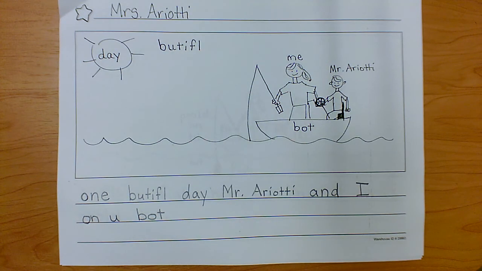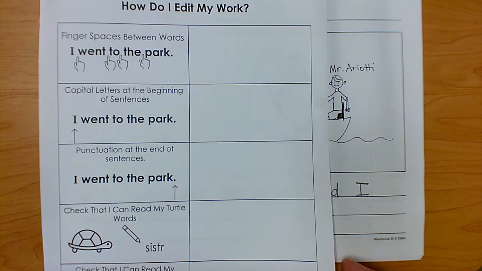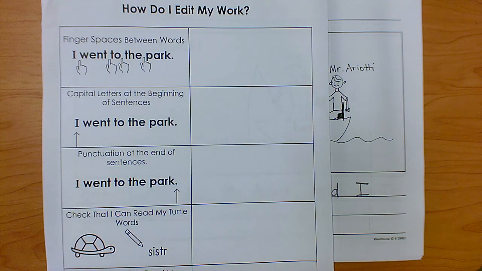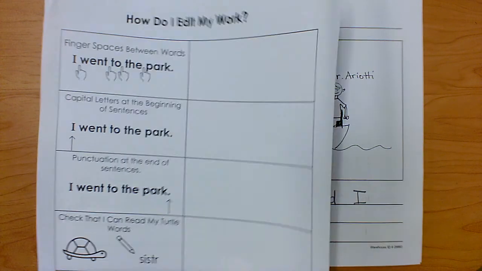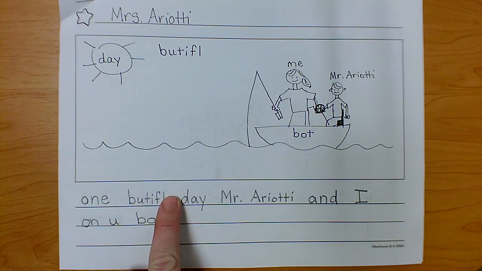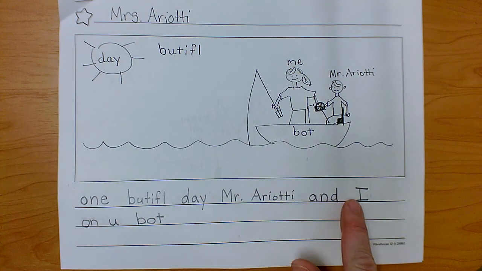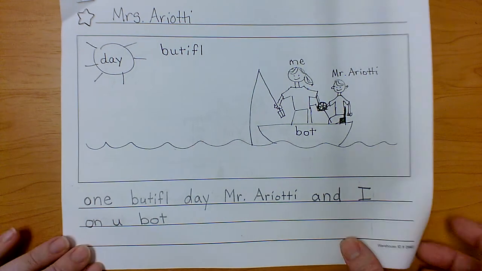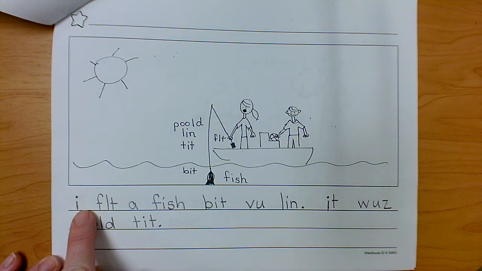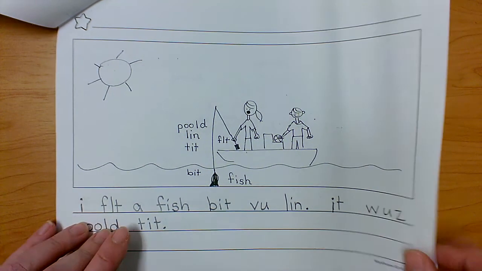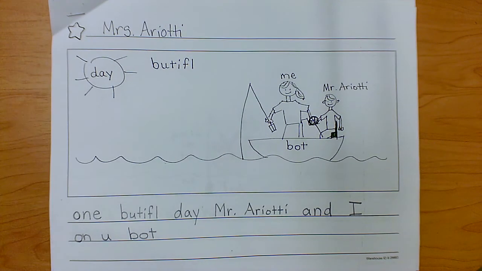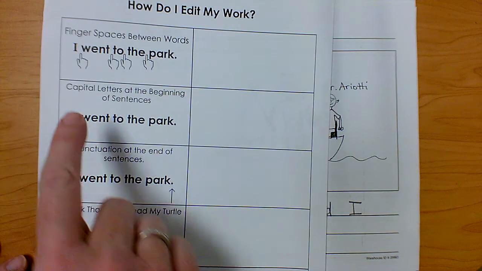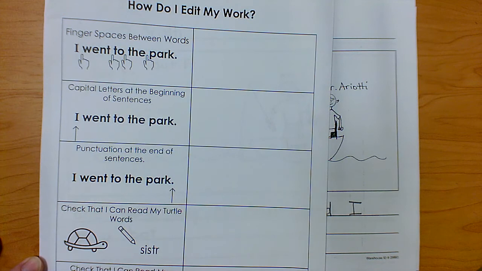And I could color it, but I want to do the very best writing that I can. So I'm going to use an editing checklist. You may not have seen this before. The first one tells me I need finger spaces between words in my sentences. Let's look at that. I have finger spaces in between each word. Good. I'm glad I remembered that, because that is very important in helping make sure that your writing is easy to read. I also need to check capital letters at the beginning of my sentences.